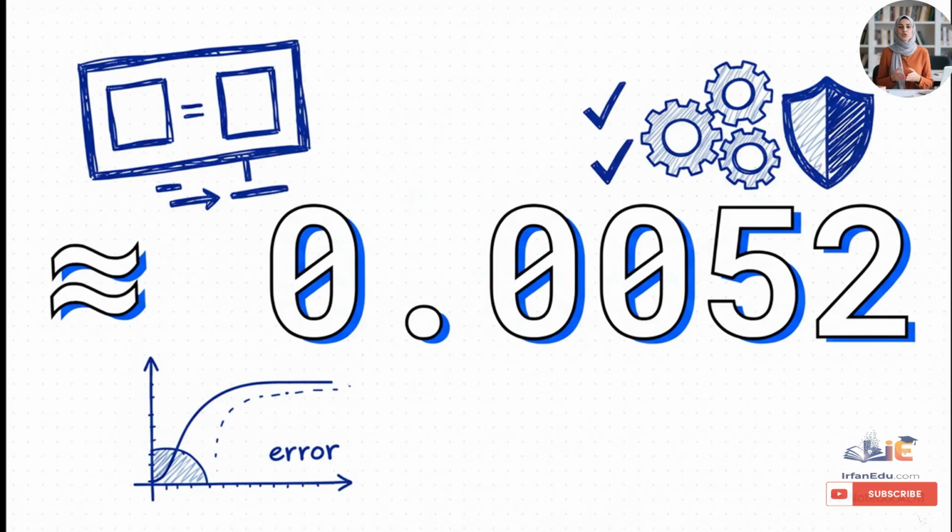And now for the satisfying part, we just plug everything into the formula. Our m is 2, our n plus 1 is 4 factorial, and our distance x minus c is just 0.5. Run those numbers and you find that our error has to be less than or equal to about 0.0052. This is the whole point. We now have a guaranteed boundary. Our approximation is officially trustworthy.